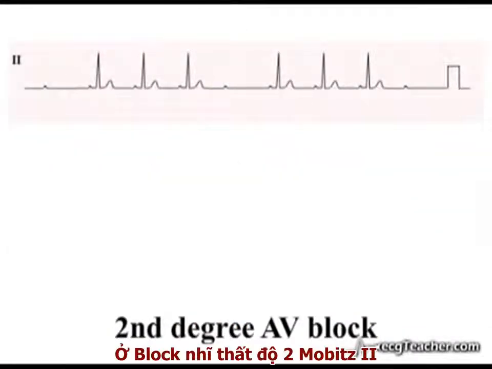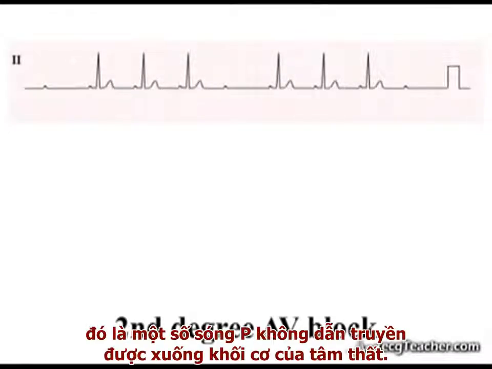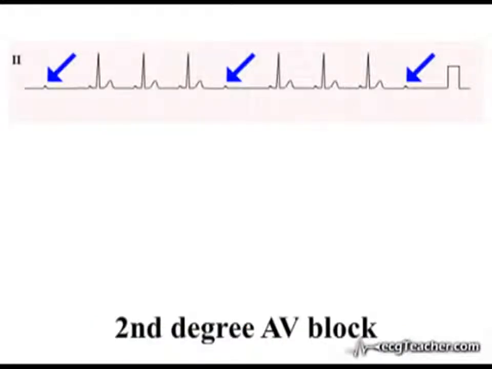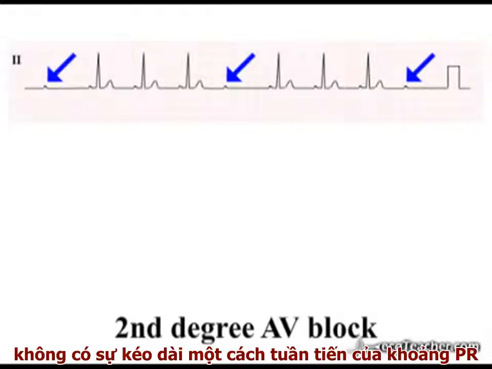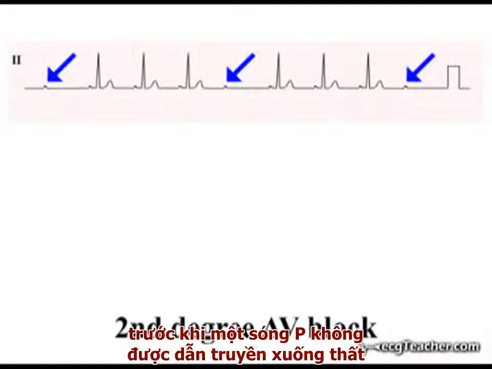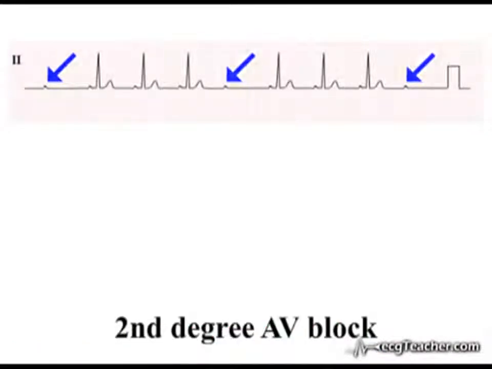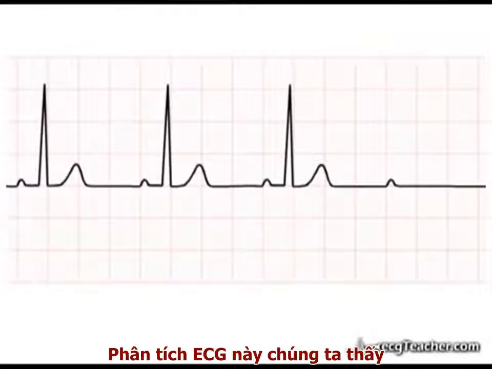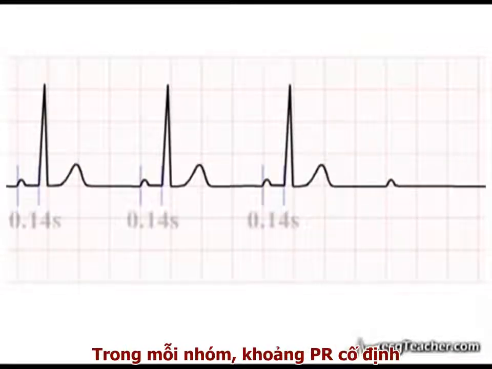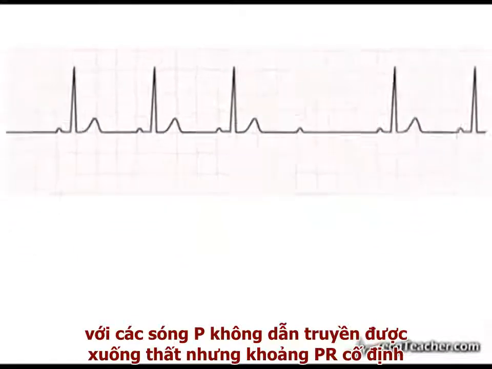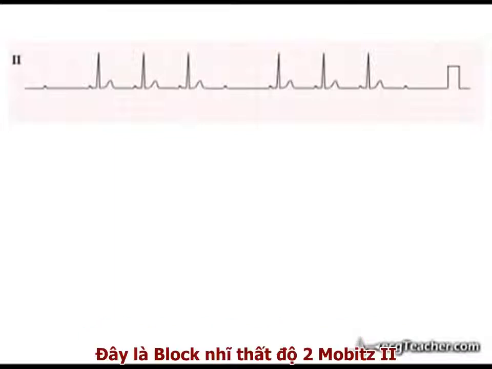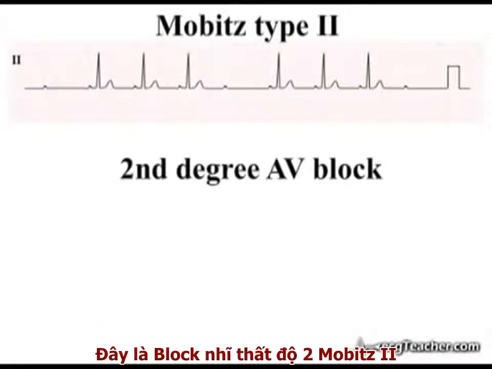In Mobitz type 2 second degree AV block, again by definition there is an intermittent failure of conduction of P waves to the ventricular myocardium. However, unlike the Wenckebach phenomenon, there is no progressive prolongation of the PR interval before the non-conducted P wave. Analyzing this strip, we note that within the groups the PR interval is constant. With intermittent failure of P wave conduction and a constant PR interval, this is Mobitz type 2 second degree AV block.